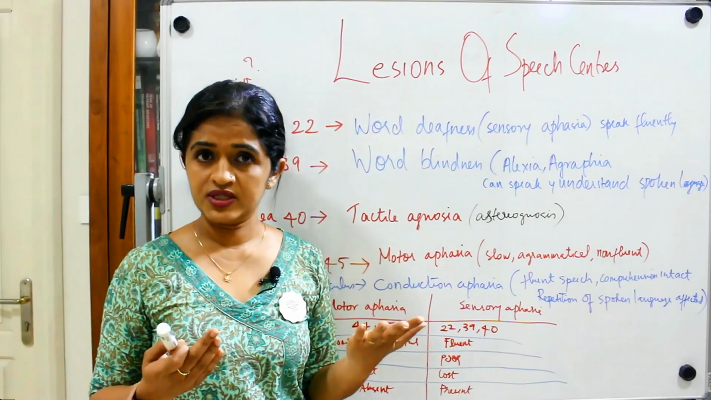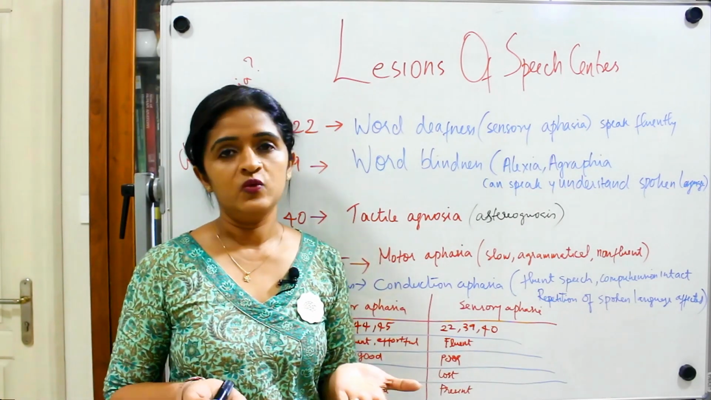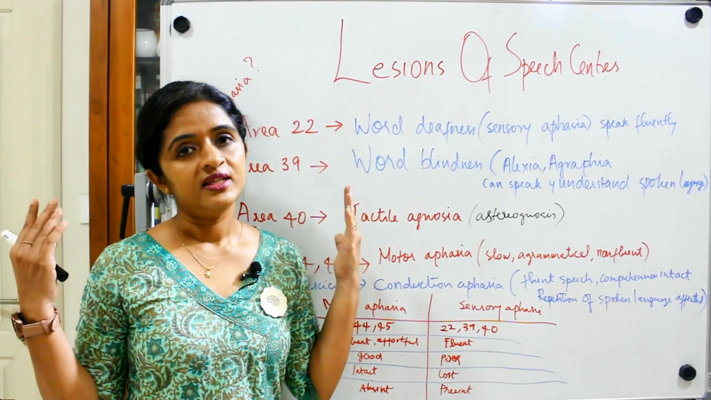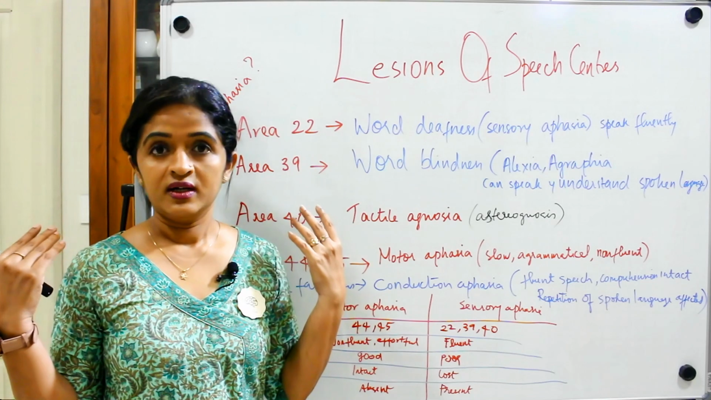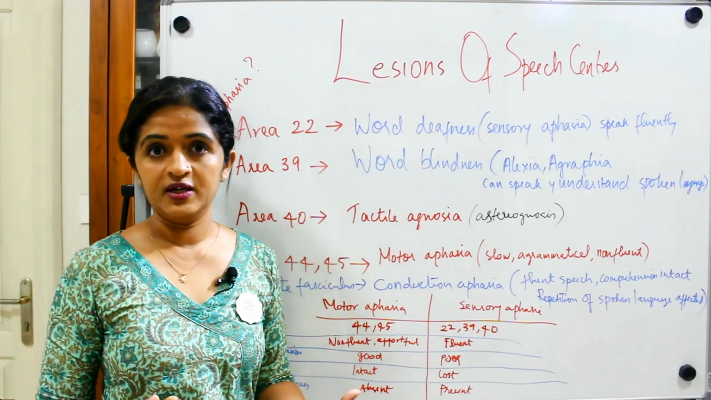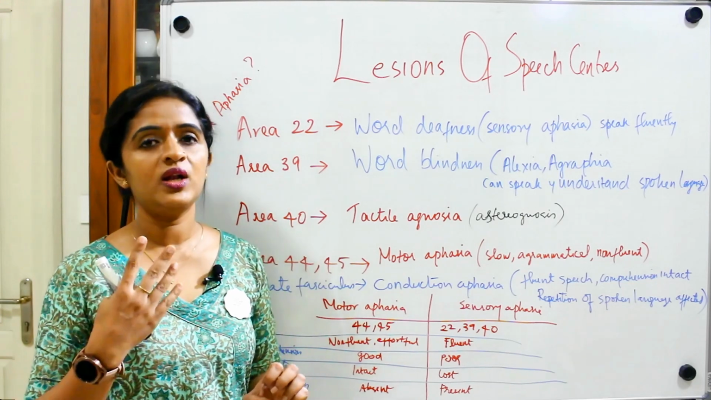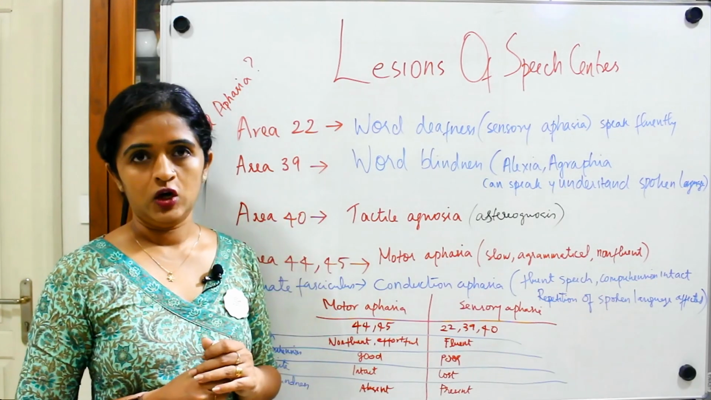But they can understand and they can speak very fluently because their auditory area is perfect, so they can learn with the help of sounds which they hear. The only issue is they won't be able to understand what is written. The visual interpretation will be lost.